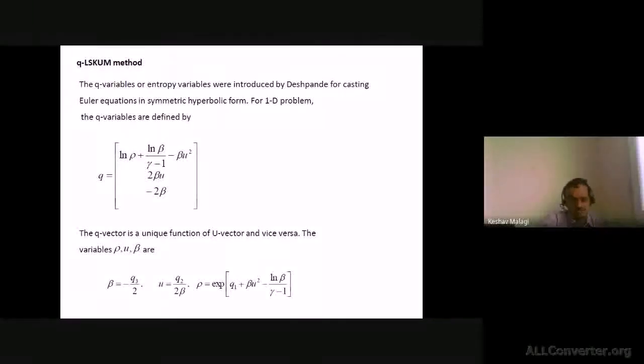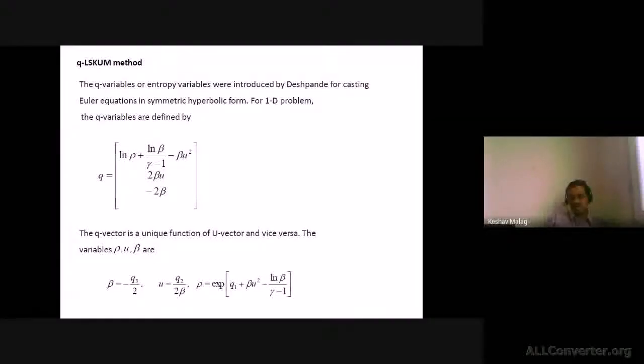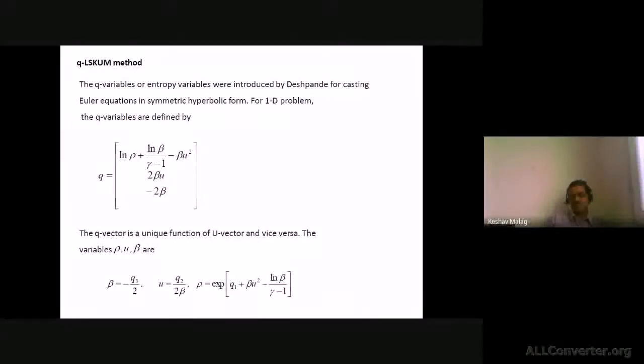This is the QLSCOM method. I will skip this part. I'm not going to go into detail with this part. But what I want to impress upon here is these are called Q variables. Like you are using the U variables, the conserved variables, you can also represent Euler equations in Q variables, entropy variables. So there is a one-to-one correspondence between them.